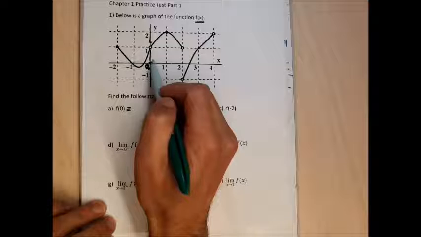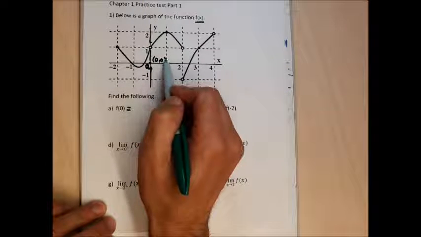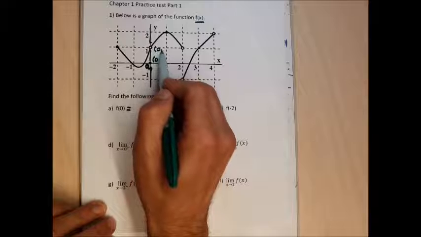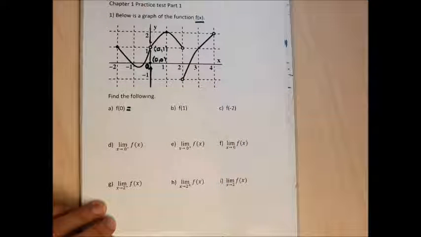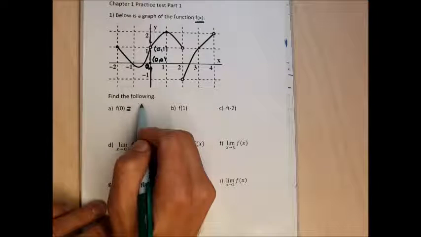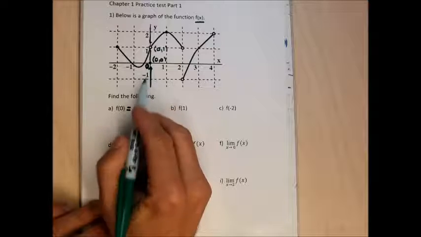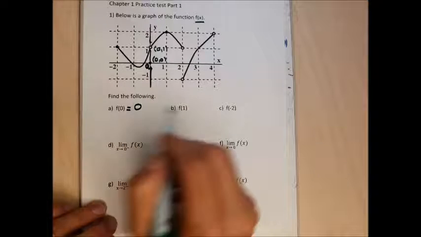And there's kind of 2 points marked. There's the point 0, 0 that's marked with a closed circle, and there's the point 0, 1 that's marked with an open circle. Open circles aren't considered points on the graph, but closed circles are. The answer to problem 1a is going to be the y-coordinate of the solid circle, which is going to be 0.